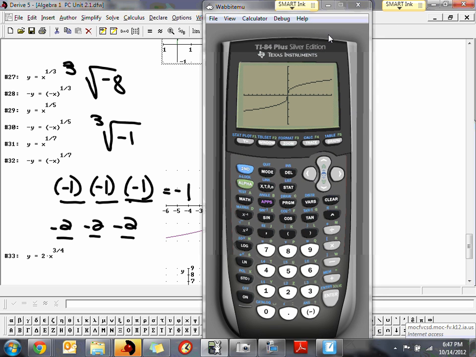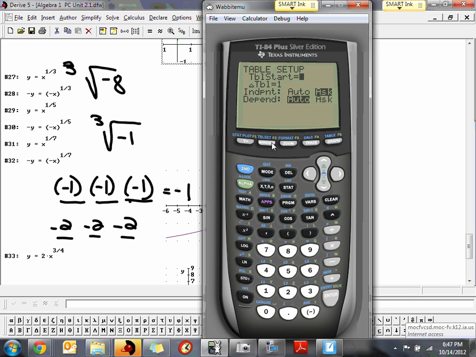So I'm going to clear that off. I'm going to put this calculator away. The other thing that we could do quickly is just look at the table of values. We'll start it at 0, and we'll go to auto, and we'll go to our table of values. And you can see that in this table of values, you get both positive and negative outputs. If I go down to 8, that's where we're going to see the 2. If I go up here to a negative 1, it's a negative 1. If I go to a negative 8, there's negative 2.